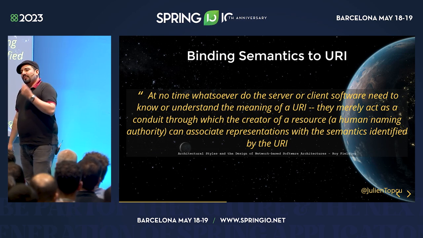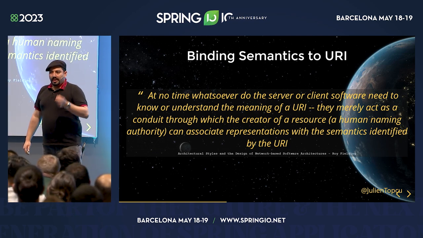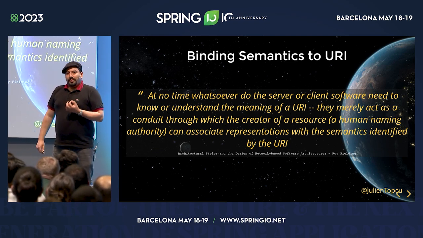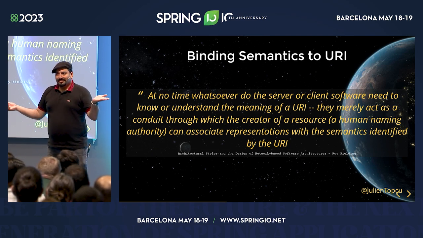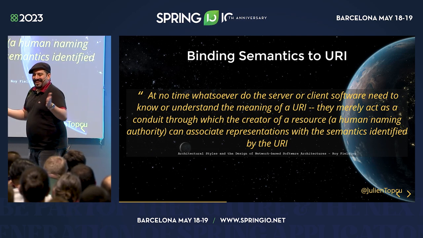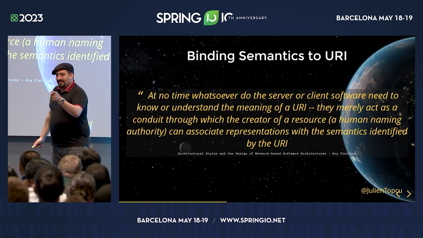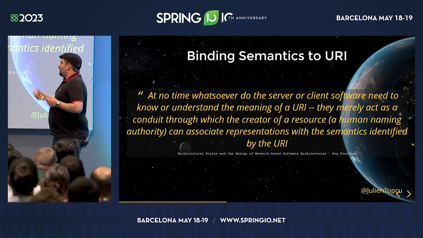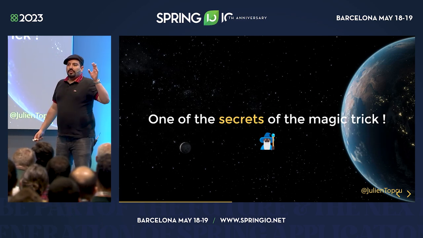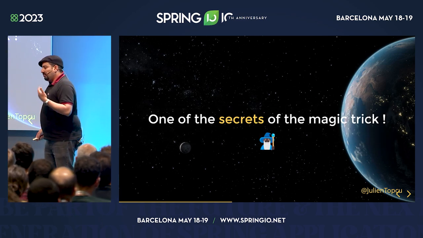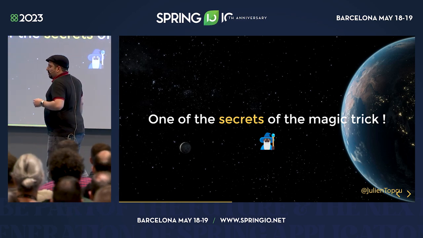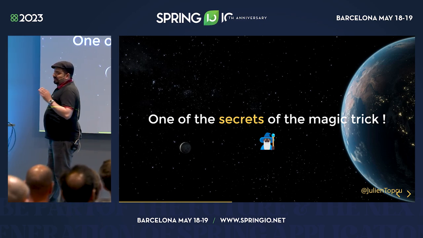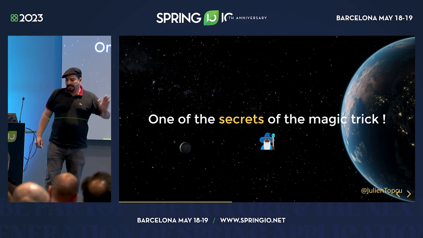Why? Because if the consumers don't know how the URL is built, they won't be impacted if the URL changes. And you know why? Because they won't be able to call the backend. No one gets it. So in fact, there is a means. And this means is one of the secrets of the magic trick I showed you at the beginning. So how can we change the URL without having any impact on the consumers? But to explain you how to do that, we need to go through other problems first.